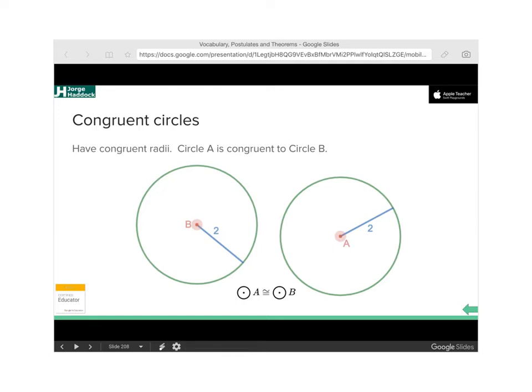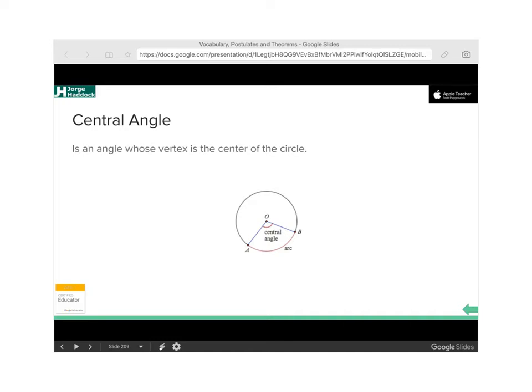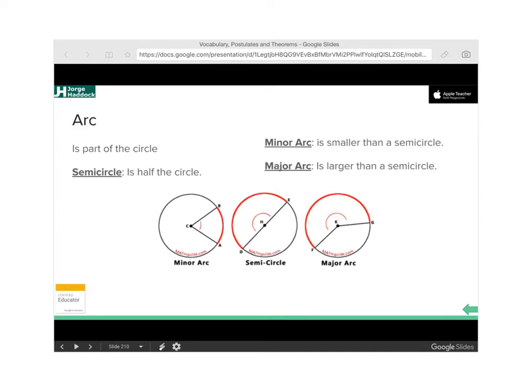The central angle is an angle that has its vertex at the center of the circle. So for example, AOB is a central angle. The arc is part of the circle. A semicircle is half of the circle right here. So arc BDE is a semicircle. A major arc is larger than a semicircle, and a minor arc is smaller than a semicircle. We usually use 3 letters to name a major arc, so we should have another letter over here to name it.